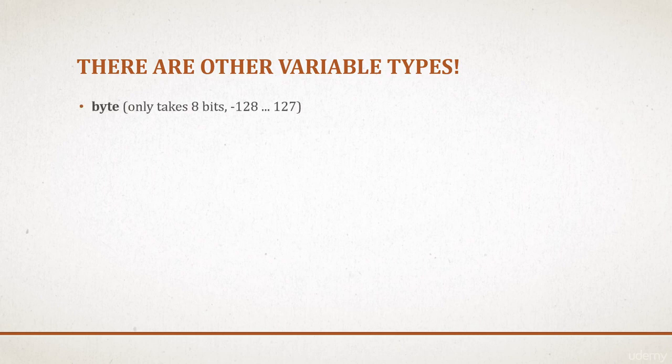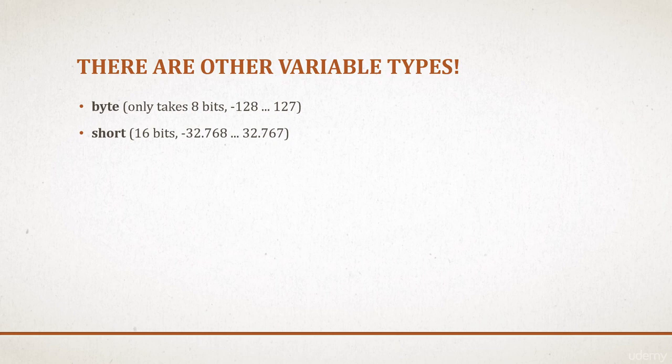These variable types are, for example, byte. A byte is only 8 bits, and it's from minus 128 to plus 127. So if you have little numbers, you can put them into bytes, and this will save you memory. But there's also a short type. It takes double of the amount of bits. It takes 16 bits, and you already have big numbers.